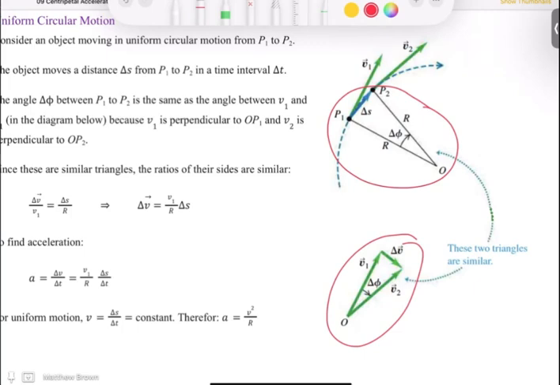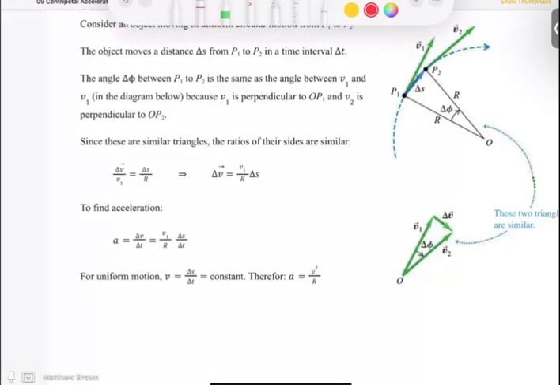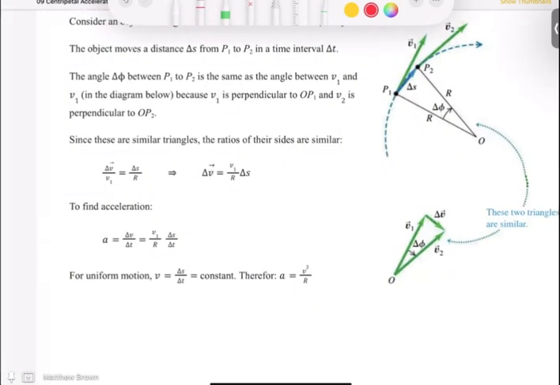We also know that the magnitudes of the velocities, V1 and V2, are the same. So these are similar triangles. That means we can say the far side, or the small side, over one of the larger sides, those two ratios have to be equal. So looking at this one here, delta V over V1 is the same as delta S over R. And that's what's indicated right here.